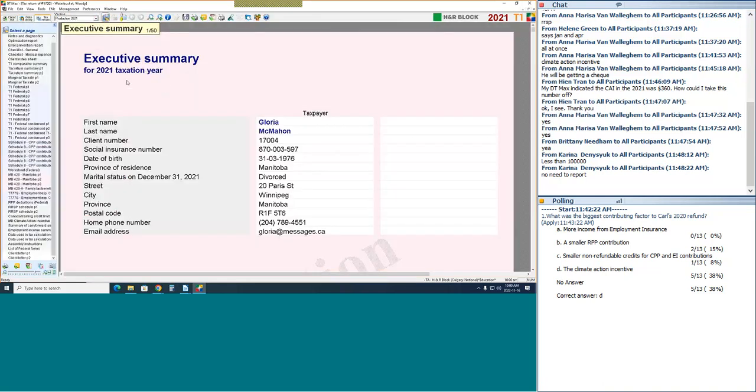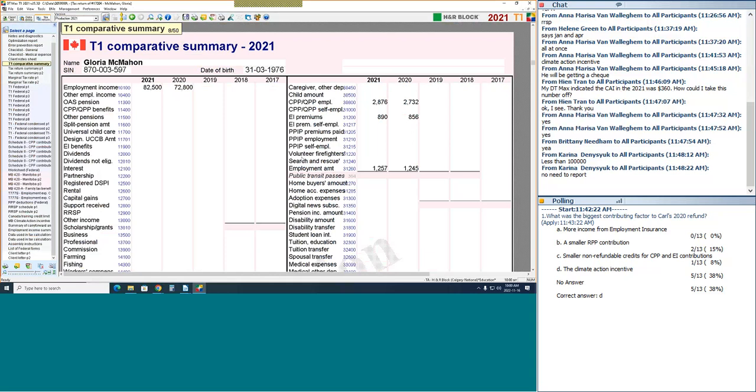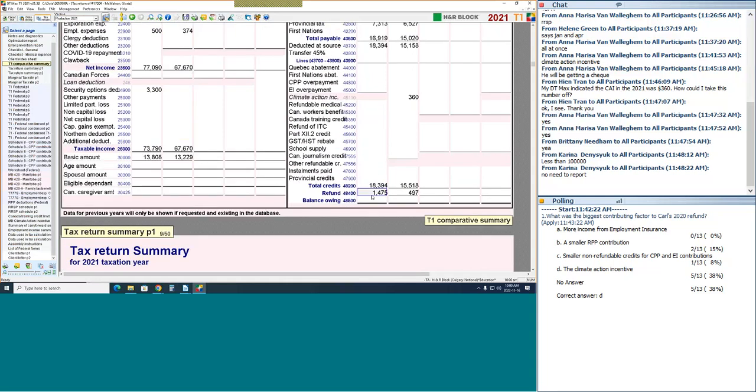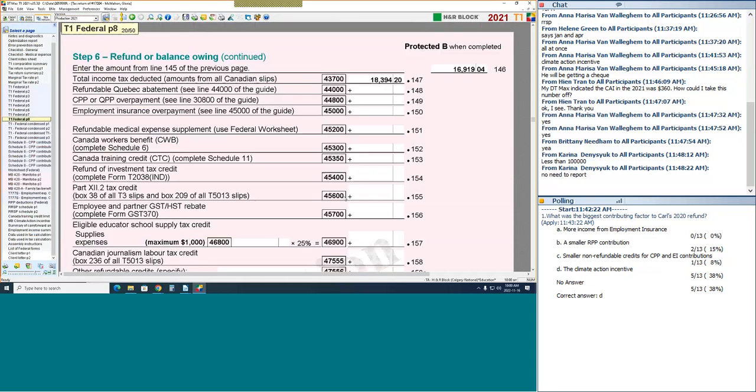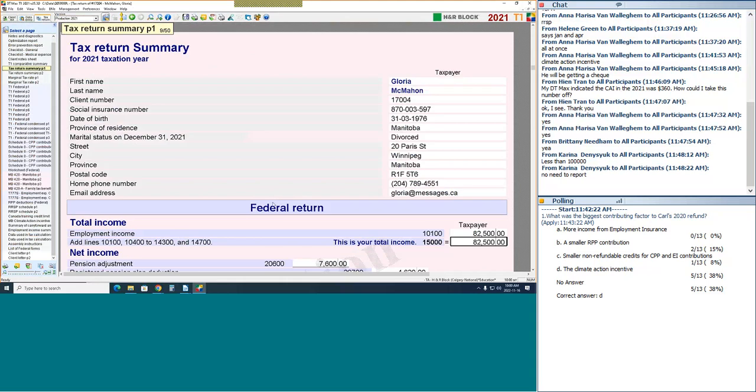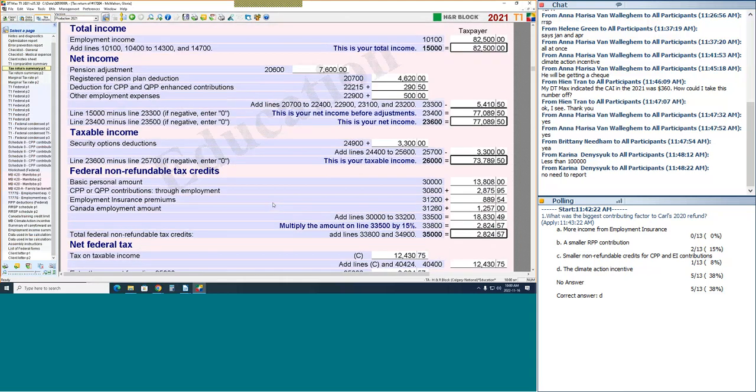I can now go to the tax return, and I'm going to do my comparative summary, and we're going to see what we get. Comparative summary, you have to be careful if you're double checking your work. It is not the most accurate summary to look at because it's going to round your numbers up to make it all fit on one page. You're not going to see decimal places. So the refund is $1475 roughly, but her actual refund is $1475.16. So those little details, you have to go to the tax return to see, or you can go to the tax return summary if you want full numbers.